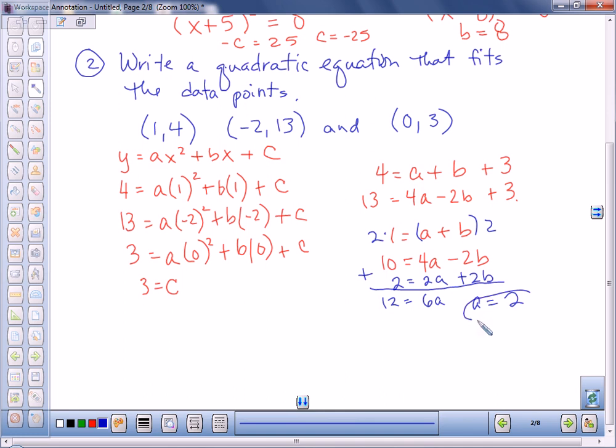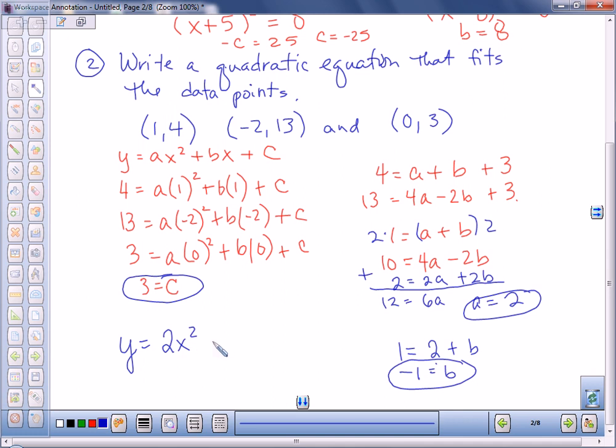Now we know a and we know c. We can find b. So I had this equation 1 equals a plus b. Well, if a is 2, then b has to be negative 1. So now we found a, we found b, we found c, we can write the equation. y equals ax squared, so 2x squared, plus bx, which when we plug in the negative 1 gives us minus x, plus c. And there's the equation that passes through those 3 points.